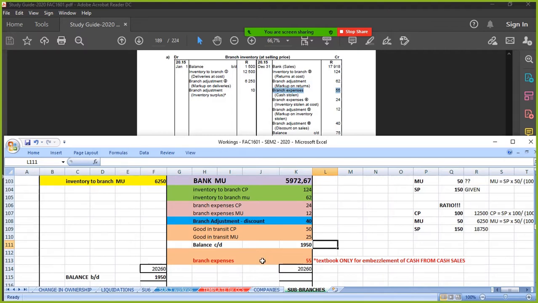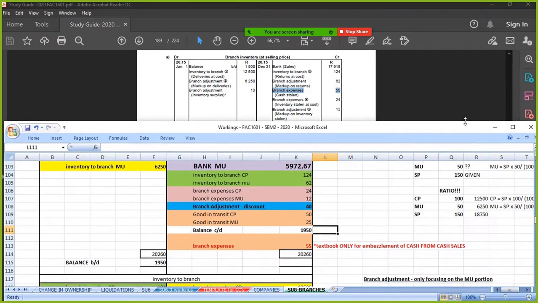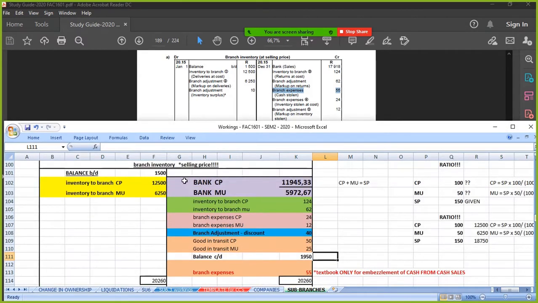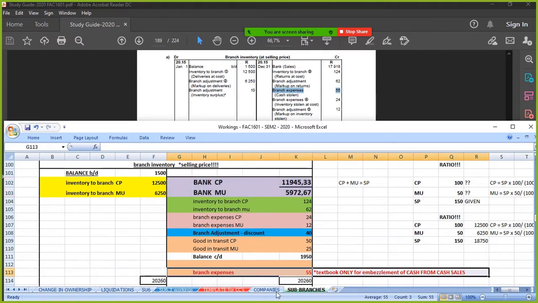Sorry, say that again. From what I'm reading, I think what happened is there are two transactions. The first is you need a cash sale. Yes. So then you would debit bank and credit branch inventory. Correct, that's what you've got there. And then when it's stolen, you would credit the branch inventory and debit the branch expenses. Is that what you're saying? Is that right?